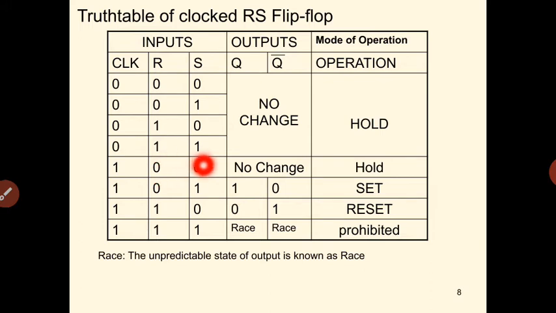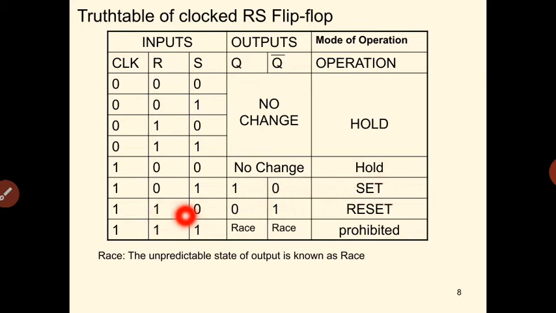So for the 0 0 combination of R and S inputs, again there is no change in the output state. That means Qn plus 1 is equal to Qn, which is nothing but the present output state is equal to the previous output state, and the mode of operation of the flip-flop is hold state. It is holding the output. And for R is equal to 0 and S is equal to 1, the output will be equal to 1 irrespective of its previous output state. Then the mode of operation of the flip-flop is set state.